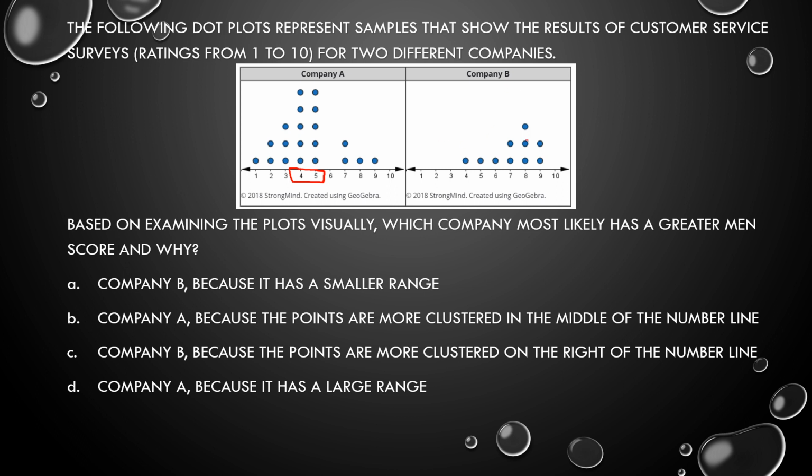And if I look at Company B, less people have taken it, but more of the results are between 7, 8, and 9. So since 7, 8, and 9 have the most dots above them, that means this is probably where my mean is going to be, around here. And 7, 8, and 9 is larger than 4 and 5. So Company B is going to have a greater mean score because the points are more clustered on the right. And on the right side of our number line, which is over here, that is where all those bigger numbers are.